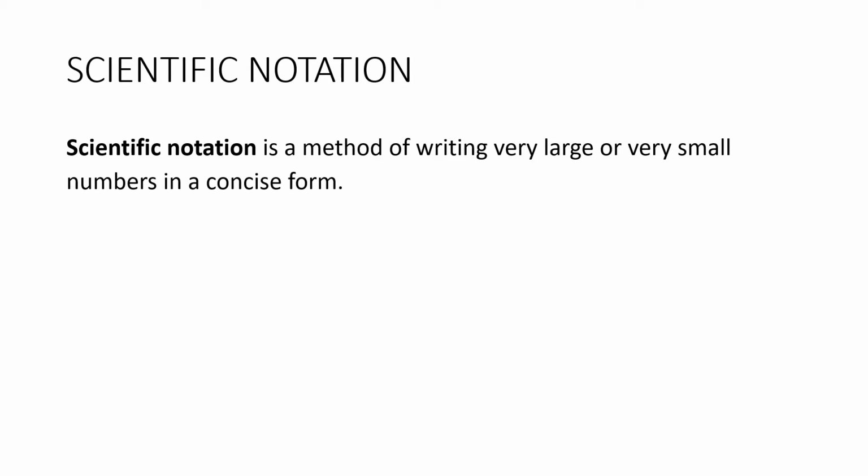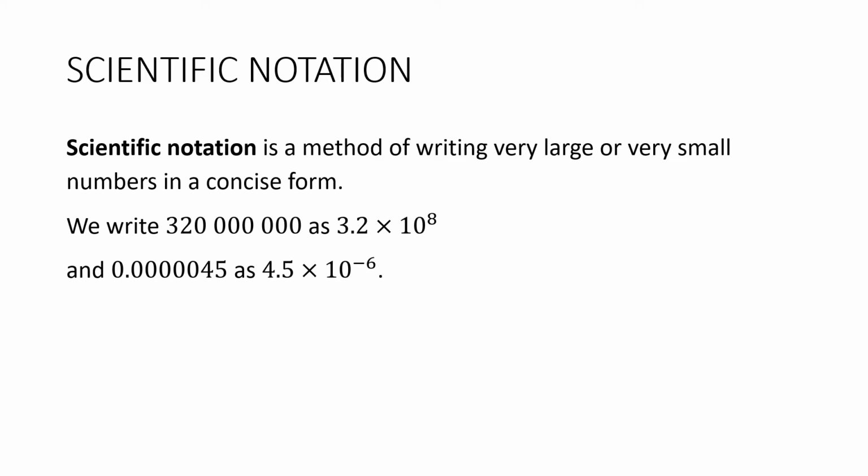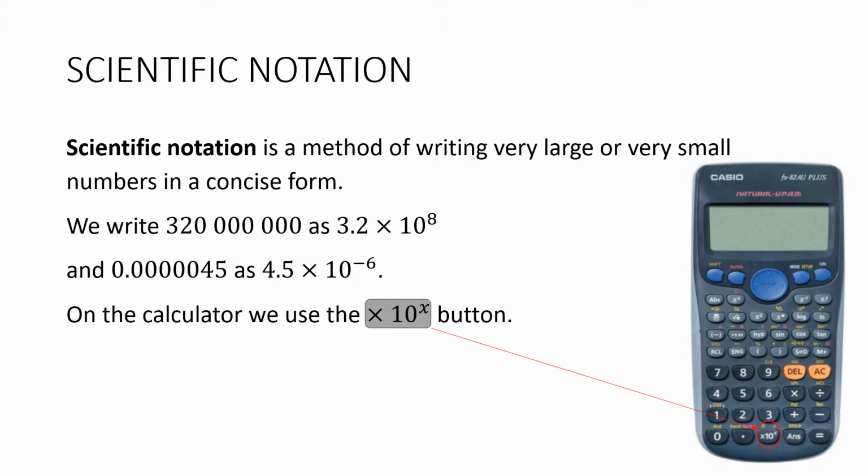Now scientific notation is a method of writing very large or very small numbers in a concise form. So instead of writing 320 million with all of these zeros, we can write it as 3.2 times 10 to the 8. With small numbers, instead of writing this with all of these zeros, we could write it as 4.5 times 10 to the negative 6. Now on the calculator, we use the times 10 to the power of x button. On older calculators, you might see EXP for this button.